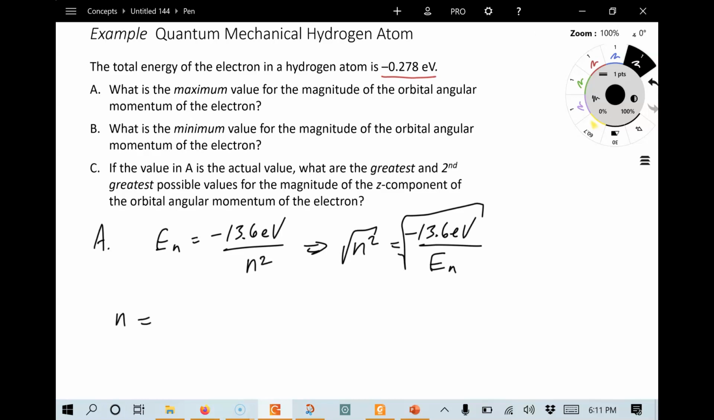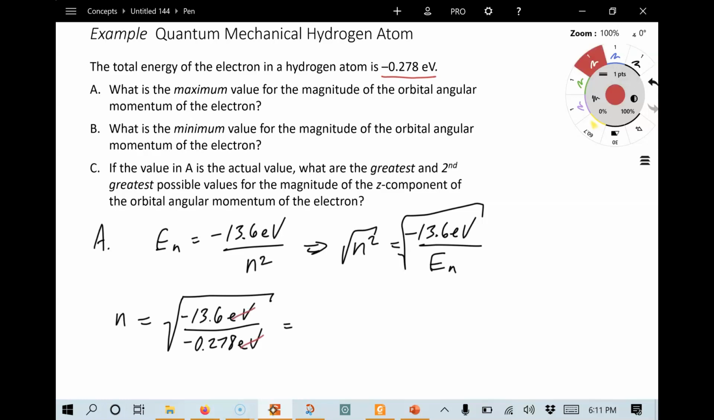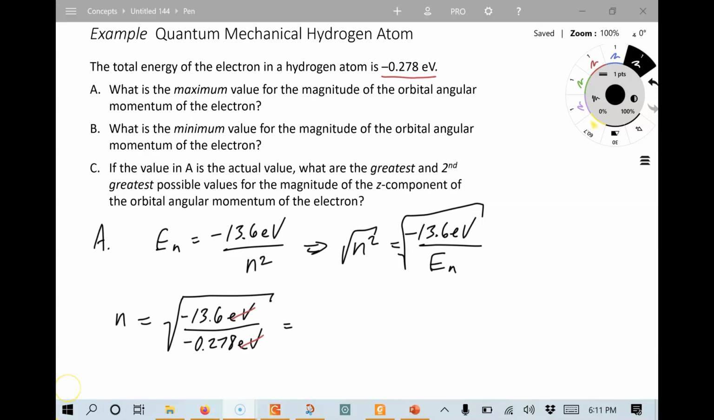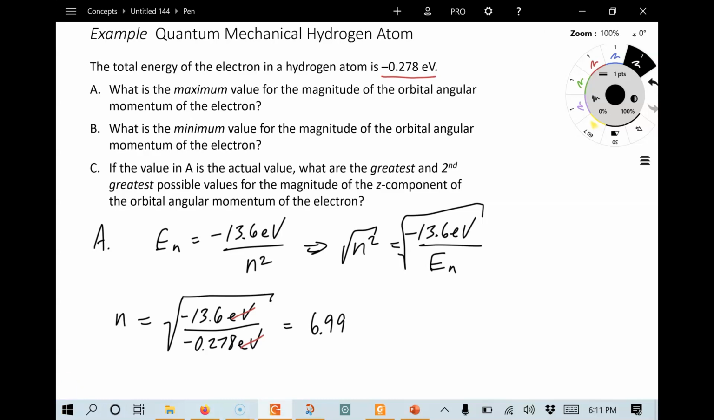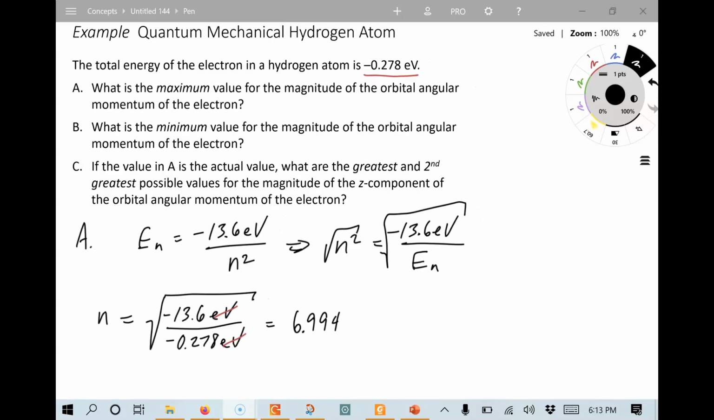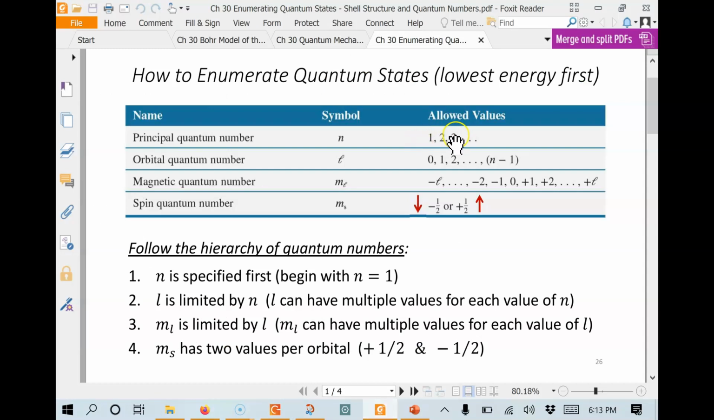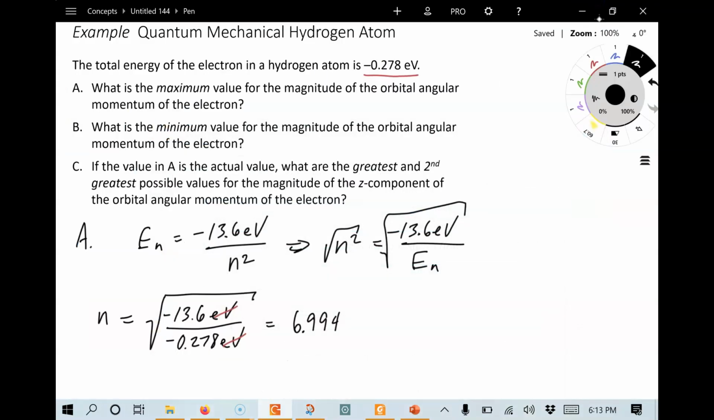So n is equal to the square root of minus 13.6 eV divided by negative 0.278 eV. We know the energy, and we're going to figure out what n value corresponds to it. I get a value of about 6.994. Now remember that n itself can only be integer values, right? So this really must be n equals 7.